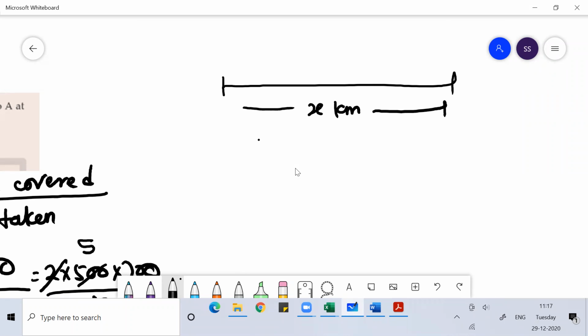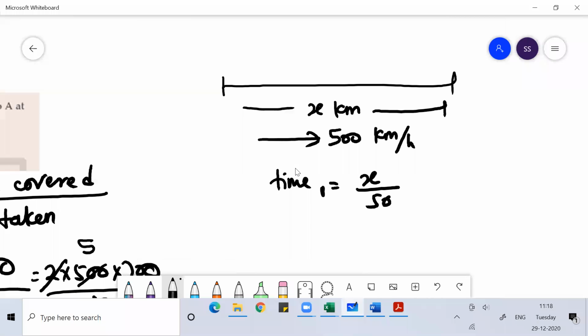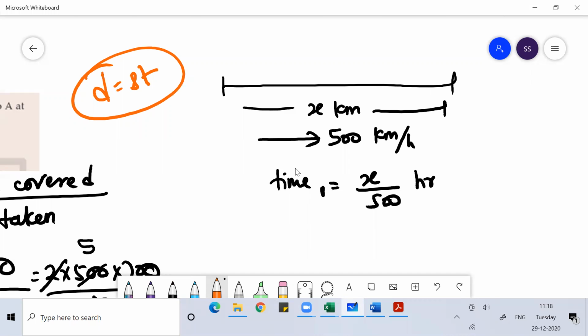The aeroplane is going at 500 kilometer per hour. So the time the aeroplane took for going is x by 500 hour. I think everyone knows the formula. I think you know the formula that distance is equal to speed into time. You don't know this formula? Distance is equal to speed into time. So the time for going is x by 500 hour.